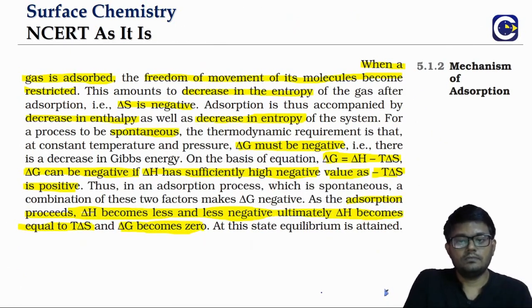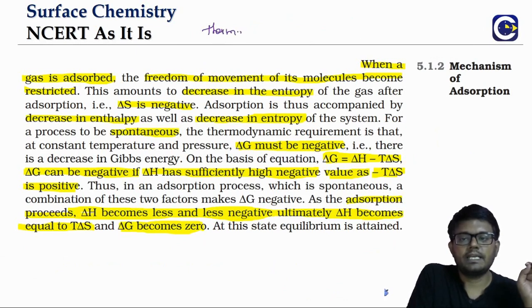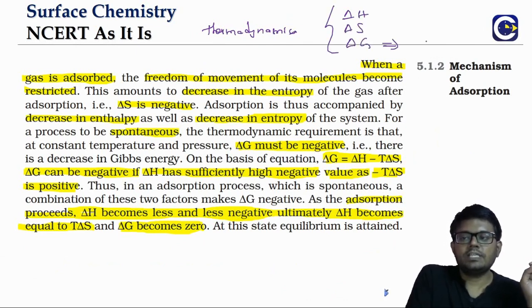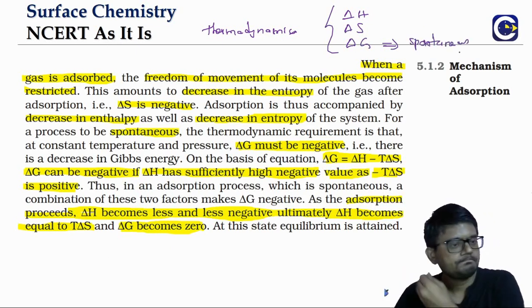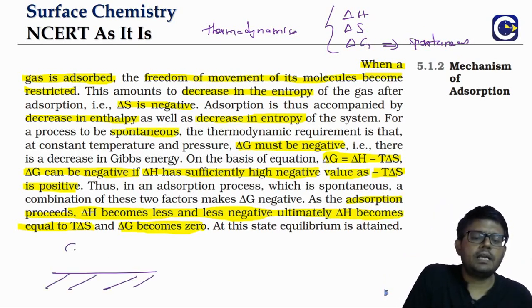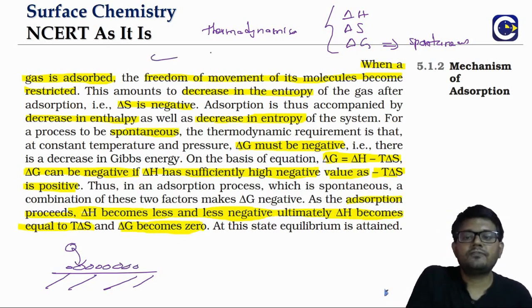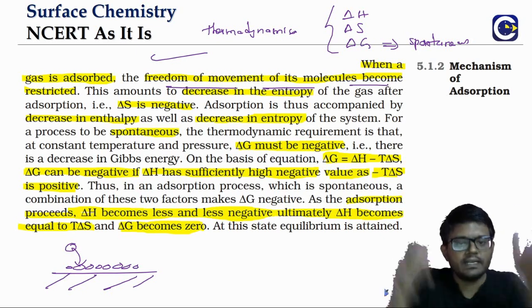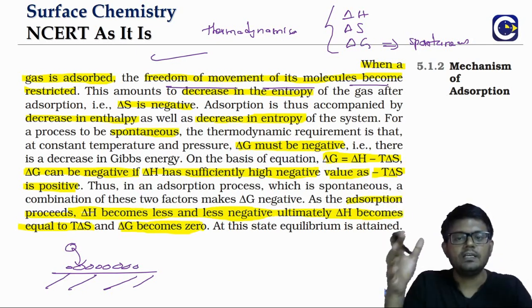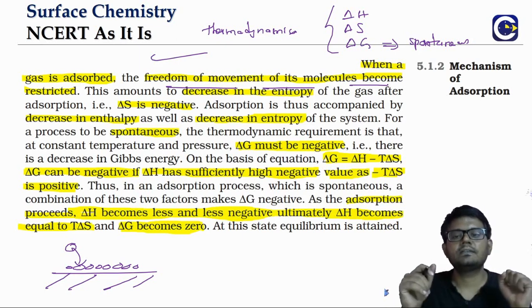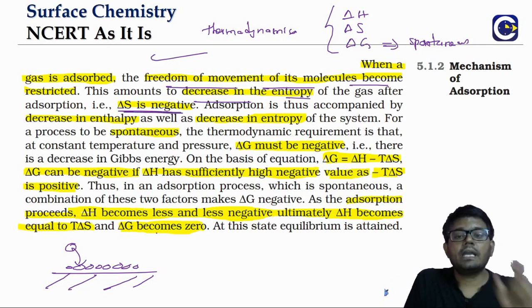Now, in the language of thermodynamics, we talk about the enthalpy change, the entropy change, and the free energy change. Based on free energy change, we can tell whether a process is spontaneous or non-spontaneous. Now when the particles of the gas are coming and settling on the surface of the solid, the freedom of movement of the molecules is getting restricted. In gas, they can move freely. When they settle, the freedom is restricted, means the entropy is decreasing. Entropy decreasing means it is a negative entropy change process.